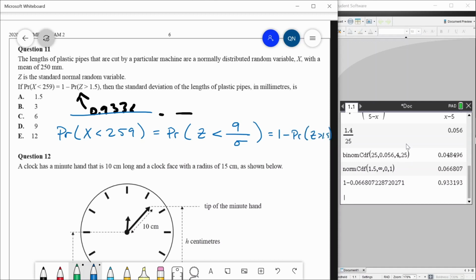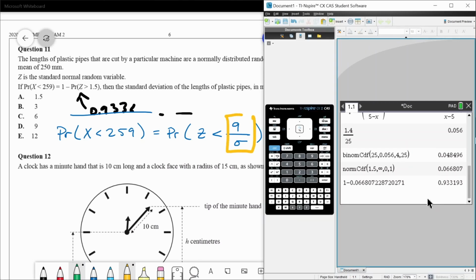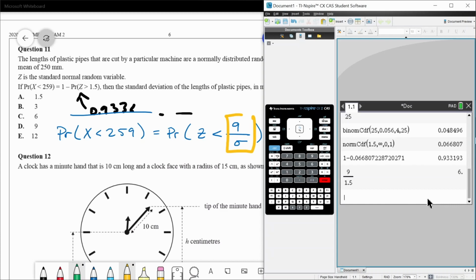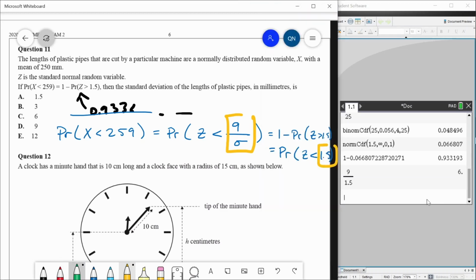Now that's exactly our complement. So we could actually rewrite this as the probability that z is less than 1.5. And if we can compare the probabilities over here, or the z scores, we have 9 over sigma equals 1.5. That's very simple to solve on the CAS. So I think you would want 9 divided by 1.5. That's the sigma, which is exactly 6. So we will go for C.